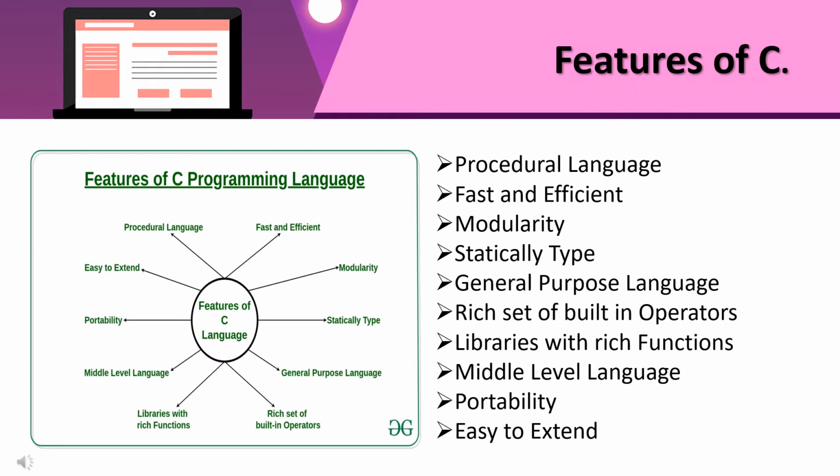C language is highly portable, as programs written in C language can run and compile on any system with either no or small changes. Programs written in C language can be extended, meaning when a program is already written in it, then some more features and operations can be added to it.